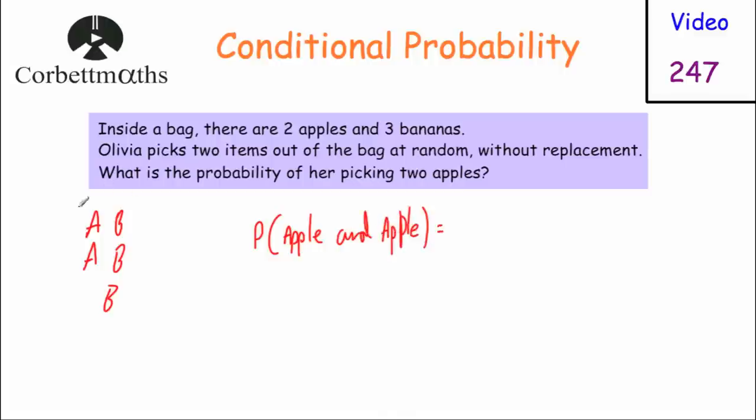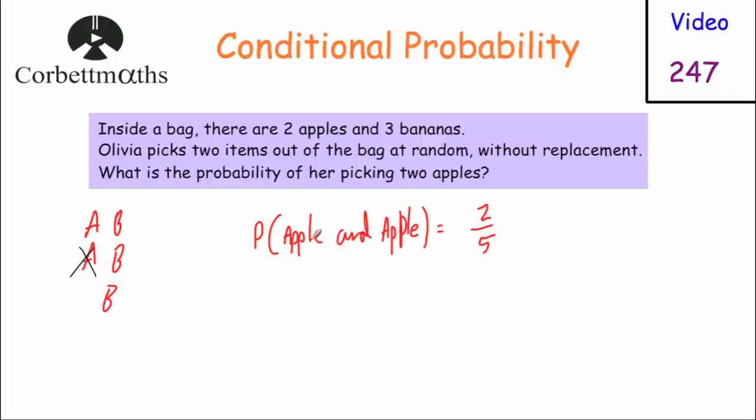Okay, so altogether, Olivia has 5 pieces of fruit in the bag. Now we want to find the probability of her picking an apple to begin with. So altogether, there's 5 pieces of fruit, 2 of them are apples. So the probability of that first piece of fruit being an apple is 2/5. So now she's picked an apple, she's taken it out of the bag, and that now leaves her with 4 pieces of fruit in the bag. She's got an apple and 3 bananas.